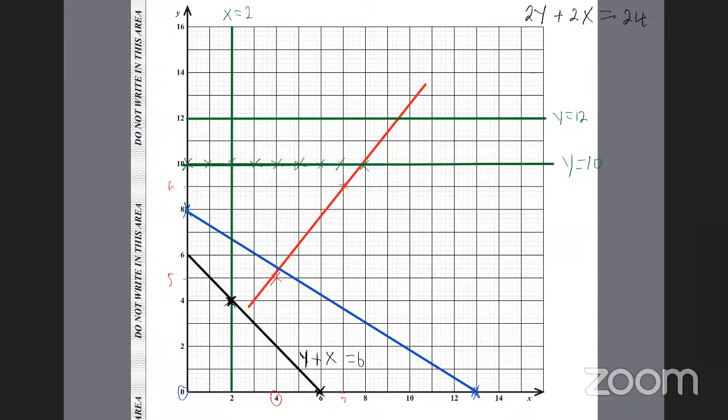Any x value will do. Pick any x value. Pick x is 1. Pick x is 2.